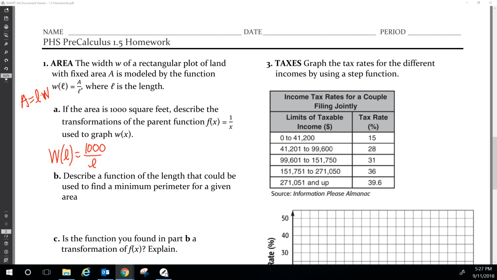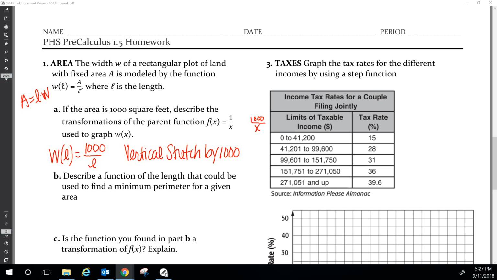So what does that 1,000 do to this function? So this is the same thing as 1,000 over x. So it's outside of my denominator, so it's a vertical transformation. And we're multiplying it, so it's a vertical stretch. I can spell it right. It's a vertical stretch by 1,000.